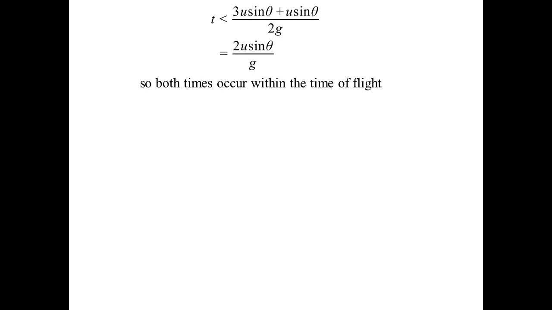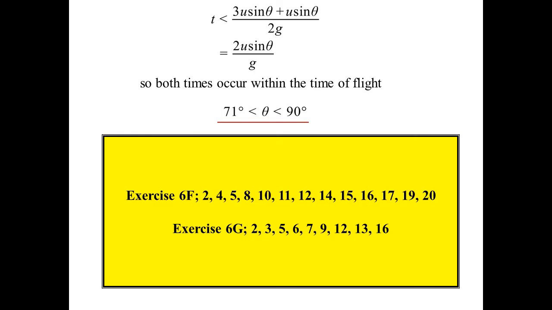So there we go. We know theta has to be in between 71 and 90 degrees, and I have justified that they occur. Okay. There you go.